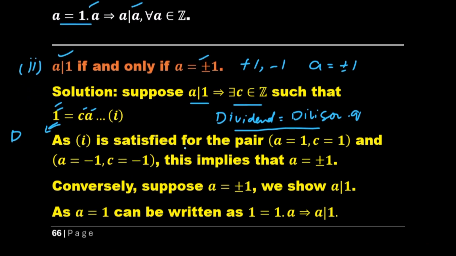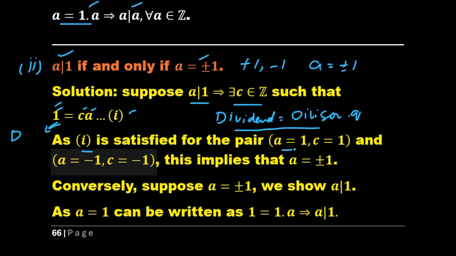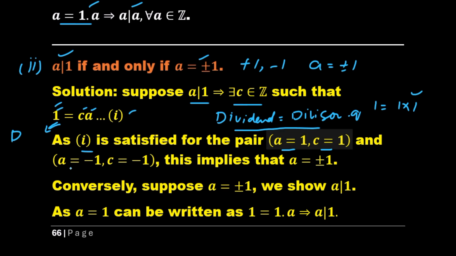Now you have to see for which values this equation 1 is satisfied. It is satisfied for the pair when you put here a is equal to 1 and c is equal to 1. If you put 1 is equal to 1 into 1, this equation is satisfied. And if you put a is equal to minus 1 and c is equal to minus 1, then again you can see that this equation is satisfied. This implies there are two possible values of a for which this equation 1 is satisfied, that we have obtained by the definition of divisibility. This implies a is equal to plus minus 1.